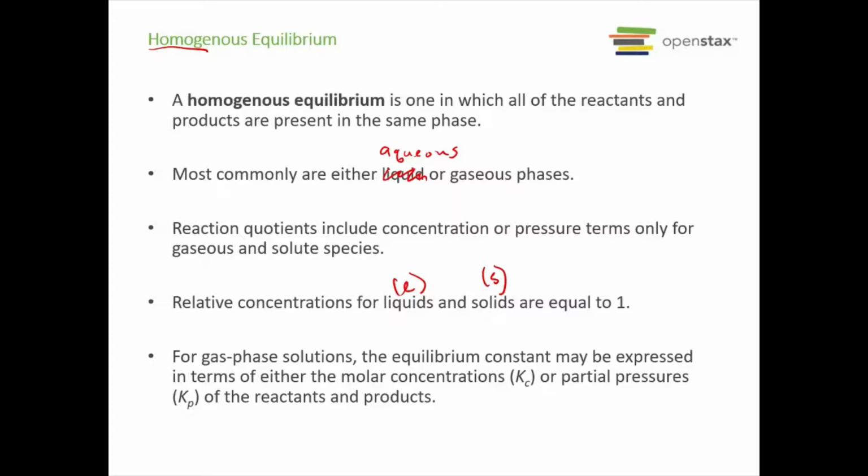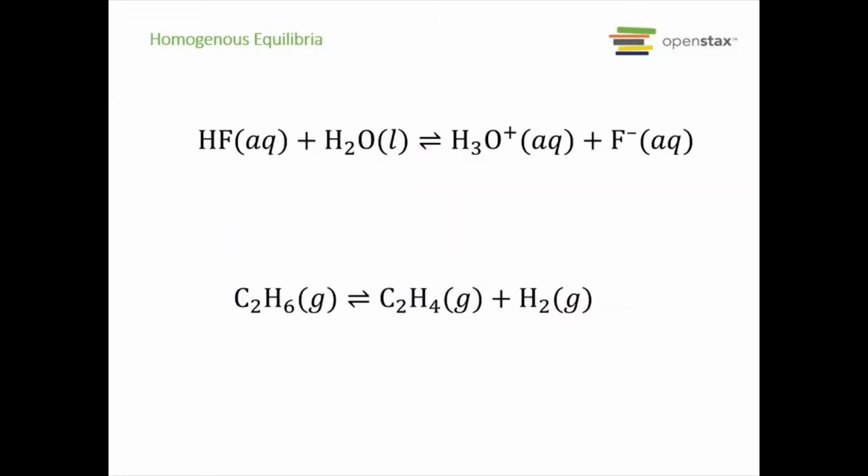If you have a gas phase solution, you can do your equilibrium constant in terms of molar concentrations, Kc, or partial pressure, Kp, of your reactants and your products. So here's a couple examples of some homogeneous equilibria. HF plus H2O going to H3O plus F minus. So if we were to write our Kc equation here, start with our products, H3O plus times F minus, and this is over just HF.